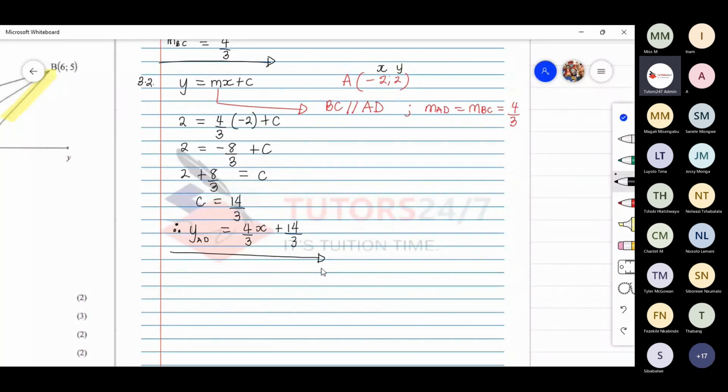Okay. Now, the students that are struggling or that are not clear on how we found the gradient, keep in mind that the line BC is parallel to the line AD. Because those lines are parallel, it means that they have equal gradients.